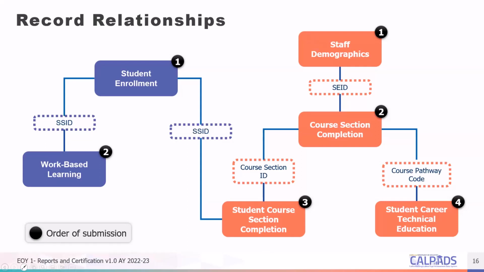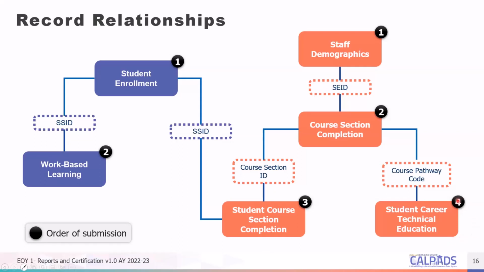Once the staff demographic submission is complete, the course section completion records should be submitted and posted. The seed from the staff demographic record ties the teacher to the course section. After the courses have been posted in CalPADS, the student course section completion file can be submitted and posted. The SCSC records are tied to individual courses by a shared course section ID and tied to students via the SSID from the student enrollment record.